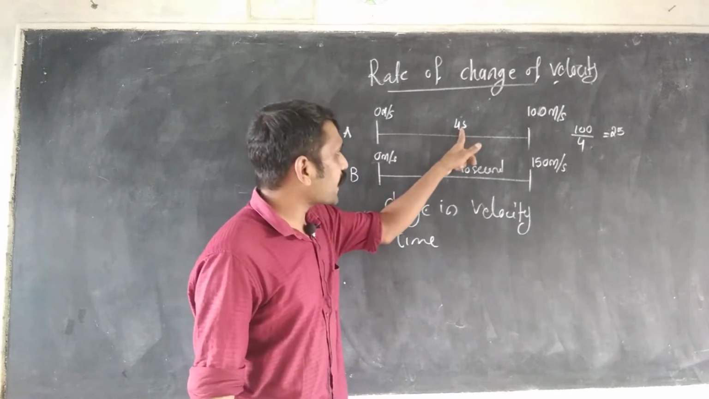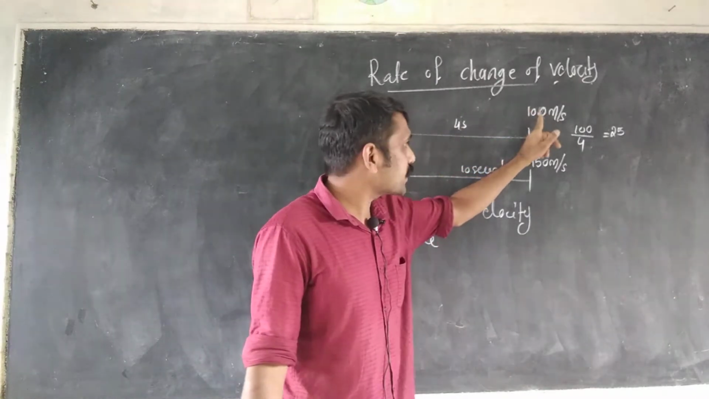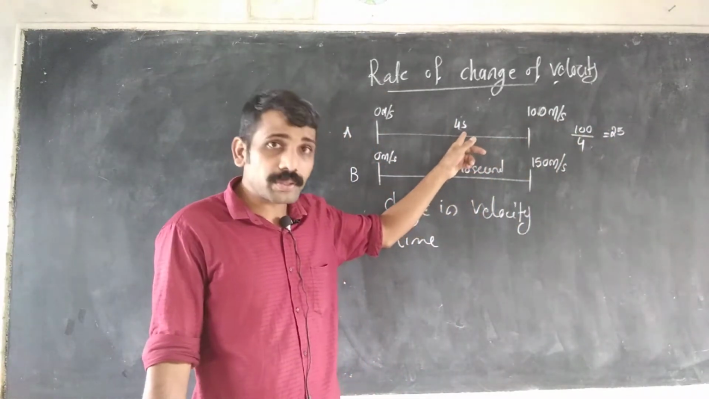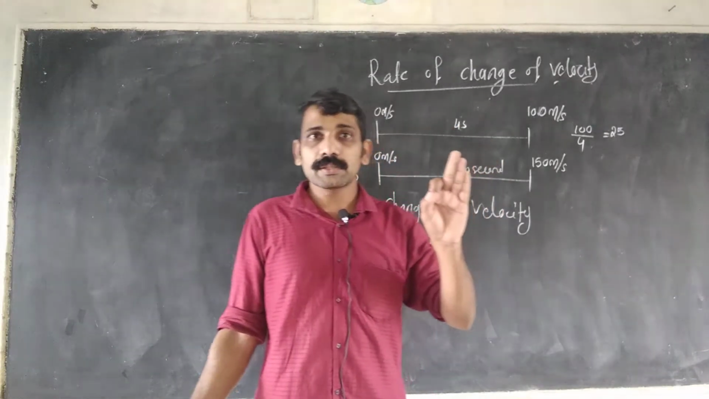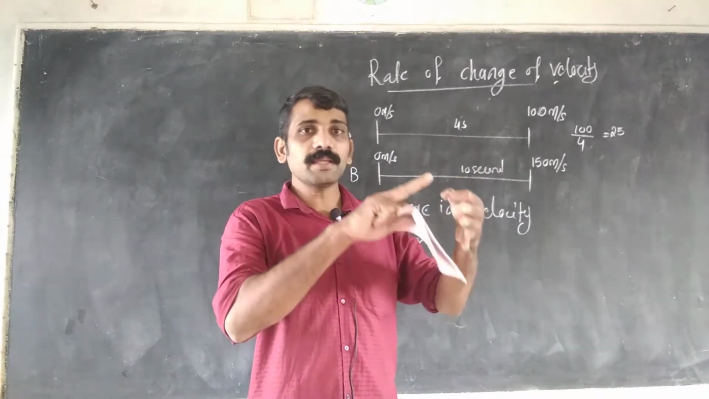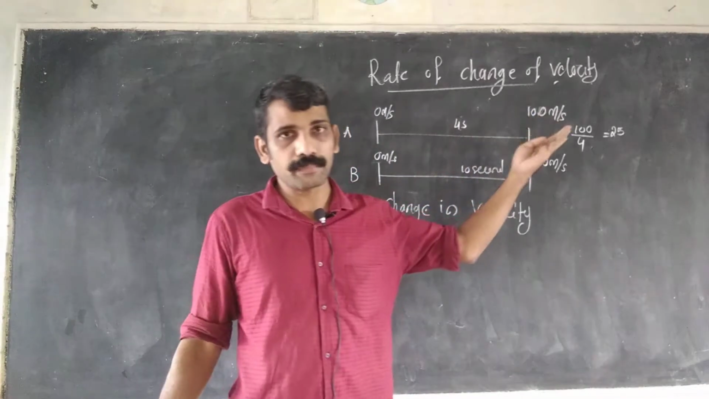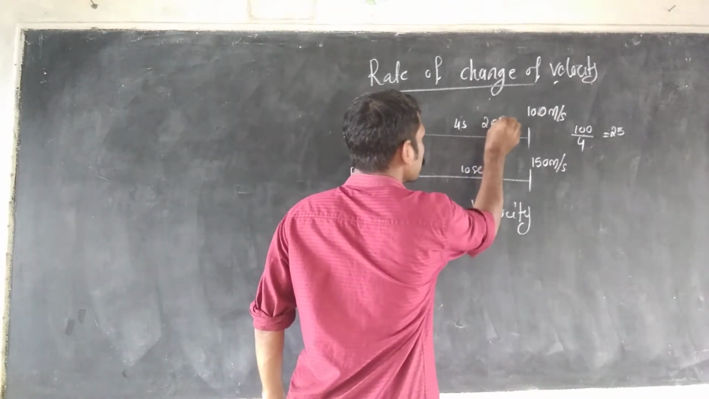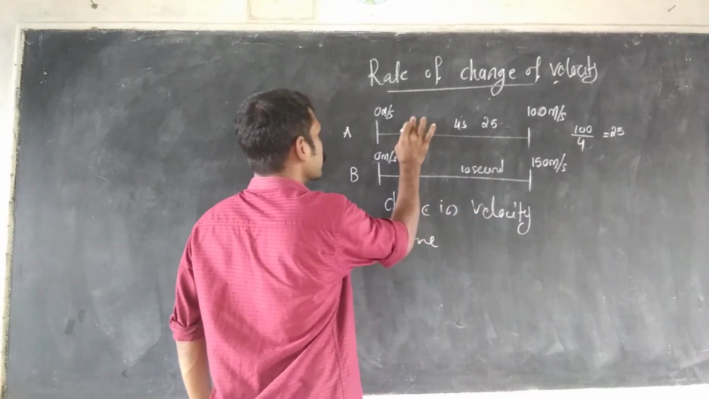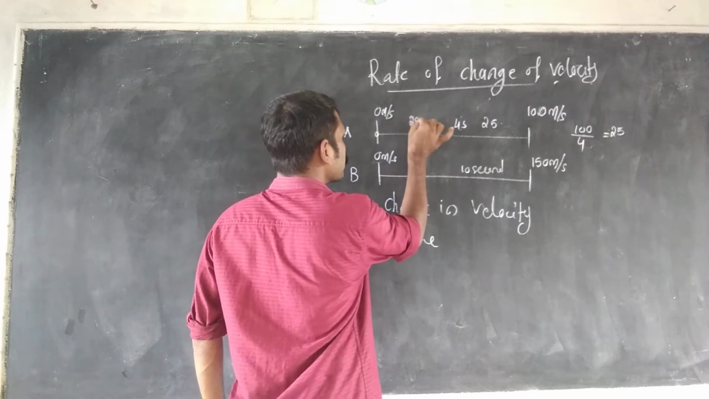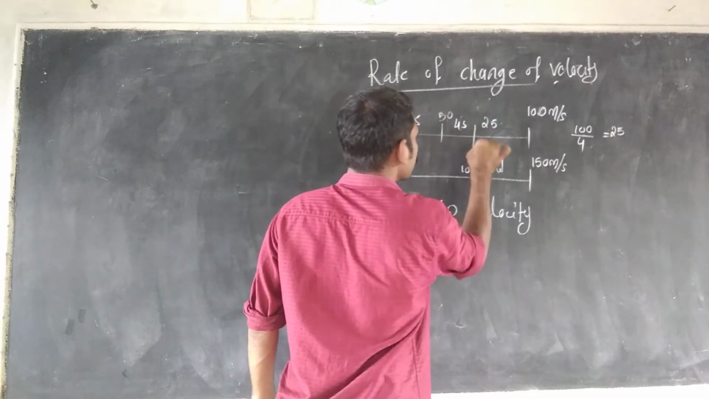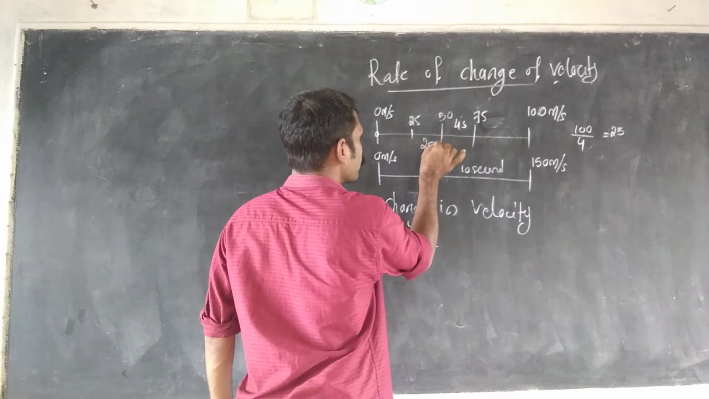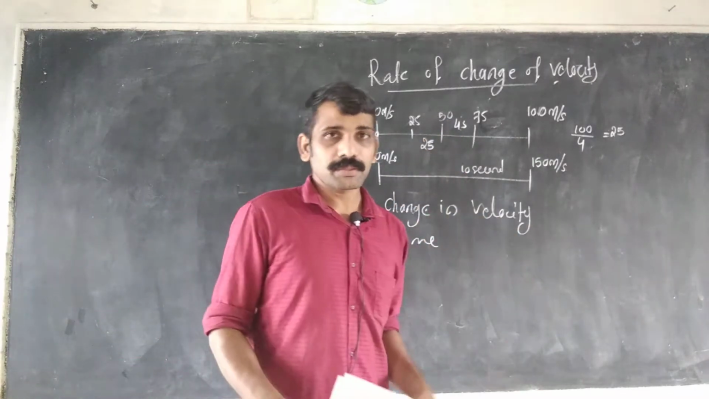25. In 4 seconds, its velocity is increased by 100. So in 1 second, its velocity increased by 25. In 1 second, 25. 2 seconds, 50. 3 seconds, 75. 4 seconds, 100. This is 0 seconds. So its velocity increases by 25 in 1 second.